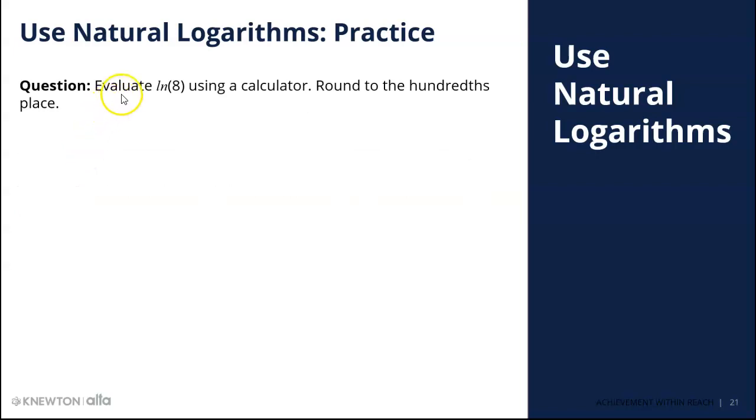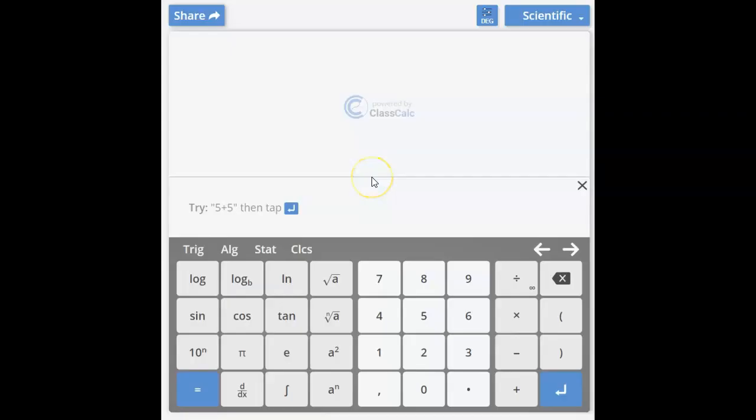Next example. Evaluate ln 8 using a calculator and round to the hundredths place. So to evaluate this using a calculator, you just have to locate the function ln in your calculator and then press 8. And then whatever the answer is, you will round it off to the hundredths place. The answer is 2.08. So next, I'm also going to show you how to use a scientific calculator. In particular, we're going to use the ClassCalc calculator.